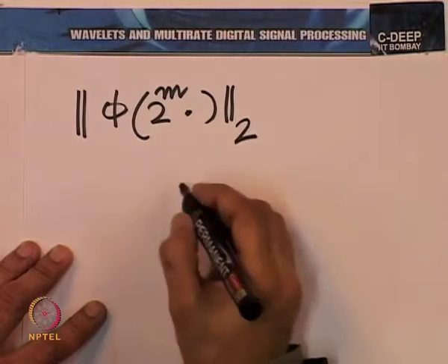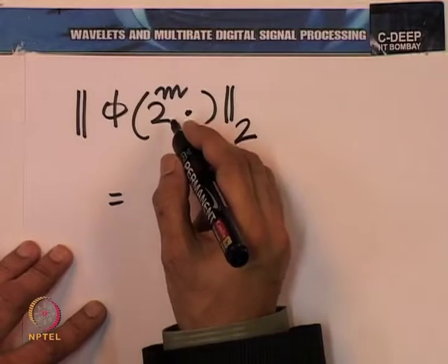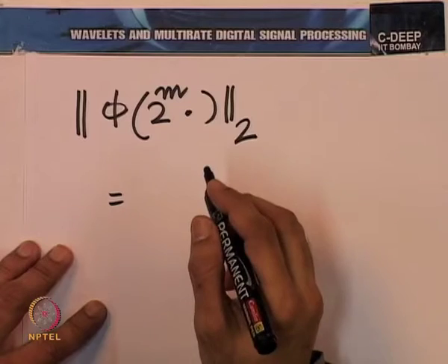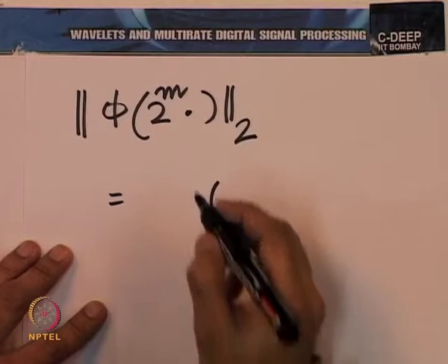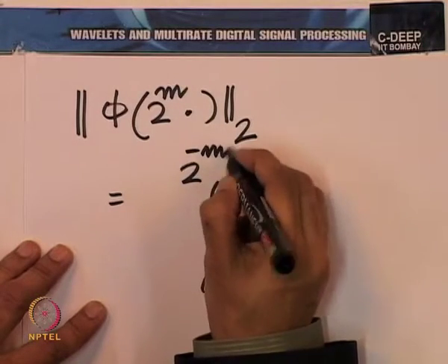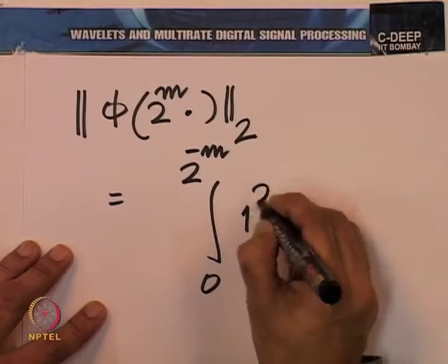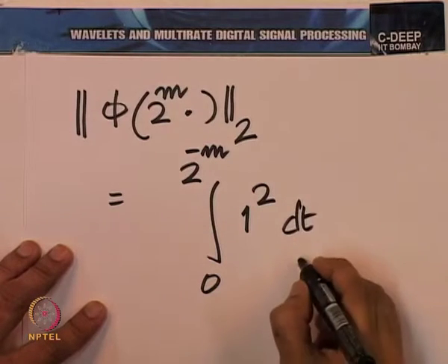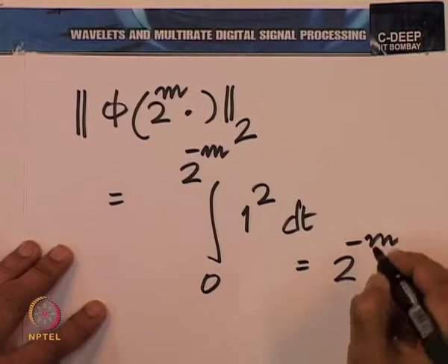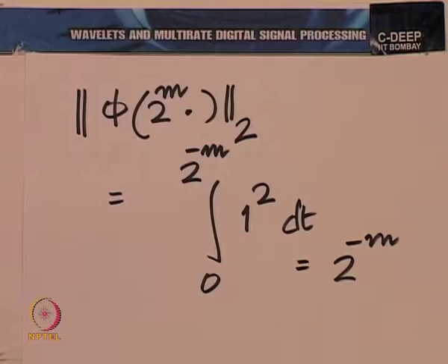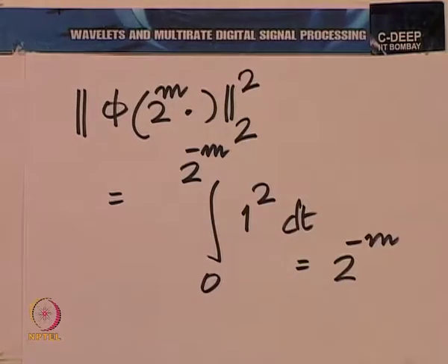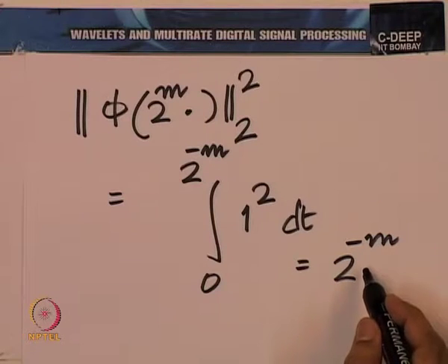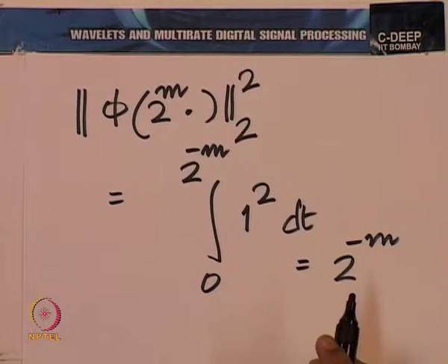The norm of this is essentially the integral. Now, when you go over phi 2 raised to the power of m dot, you are talking about 0 to 2 raised to the power minus m, 1 squared dt, and that is obviously 2 raised to the power minus m. And therefore, if you want to make this unit norm, then you must divide by, this is of course the square of the norm, so you must divide the function by the square root of this.